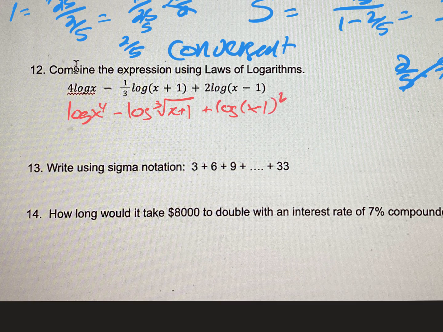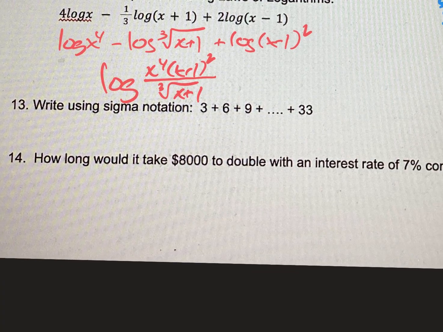And then you've got to remember this. Everything that's positive stays in your numerator. Everything that's negative goes in your denominator. So I'm going to put 1 log. I'm going to put the x to the 4th and the x minus 1 squared in my numerator because they're both positive. And I'm going to put the cube root of x plus 1 in my denominator. This is the one time you're allowed to leave the cube root down there if you want to. So there.